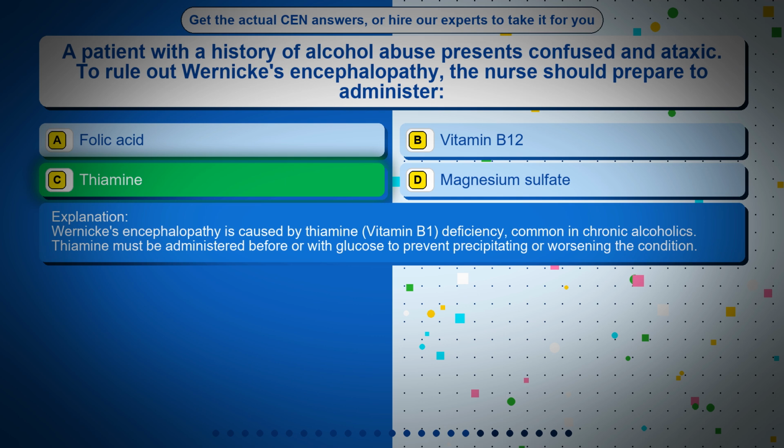Wernicke's encephalopathy is caused by thiamine, vitamin B1, deficiency, common in chronic alcoholics. Thiamine must be administered before or with glucose to prevent precipitating or worsening the condition.